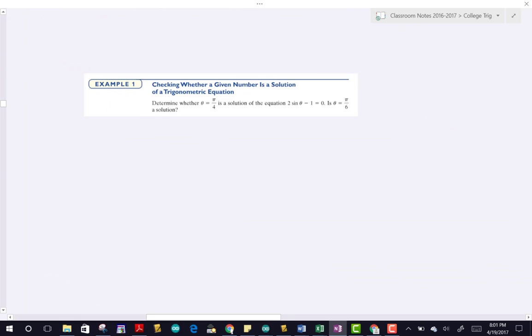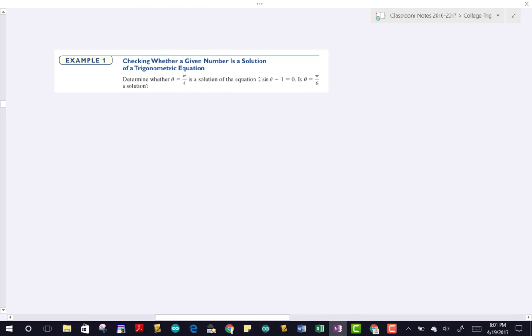So we're not going to do the first example together. It's pretty straightforward. They want you to figure out if pi over 4 and then if pi over 6 are solutions to this equation. So you would substitute each of those in for theta, figure out what this is equal to, and simplify to see if you have solutions.